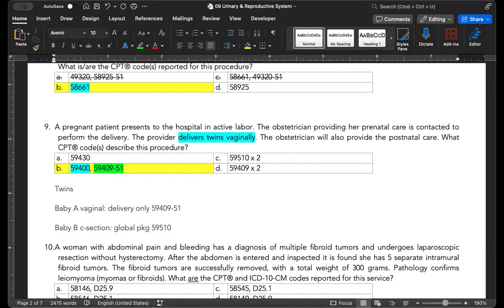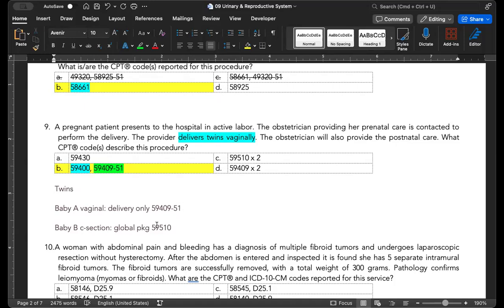That can be a little muddy and a little complicated. So Tiffany, you don't then code the global package in for this first child, being that you did that for the second child. Right, because you don't want to do two global packages. You're not going to get paid twice for the prenatal care and twice the postnatal care, even though it was a different type of delivery.